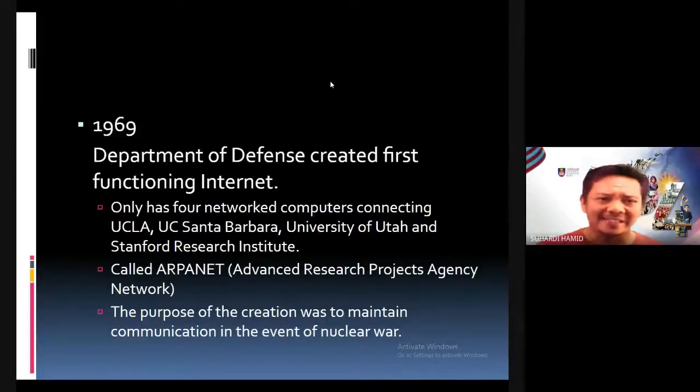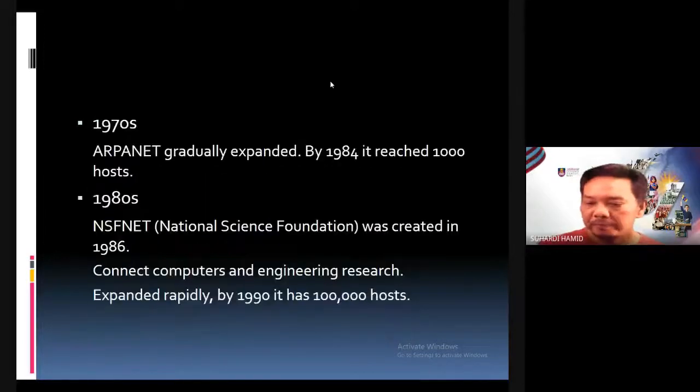In 1969, the computers were able to communicate, but then again, the drawbacks or the problems were plenty and huge. The purpose of the creation was to maintain communication in the event of nuclear war. Yeah, again, it was meant for communication. In the 70s, the ARPANET gradually expanded. By 1984, it reached 1,000 hosts. In the 80s, NFSNet was created in 1986, to connect computers and engineering research.